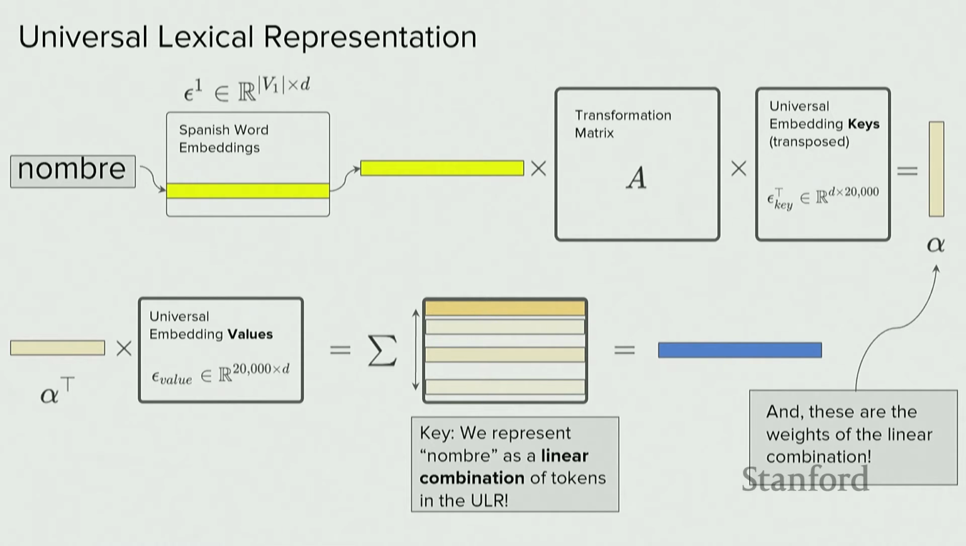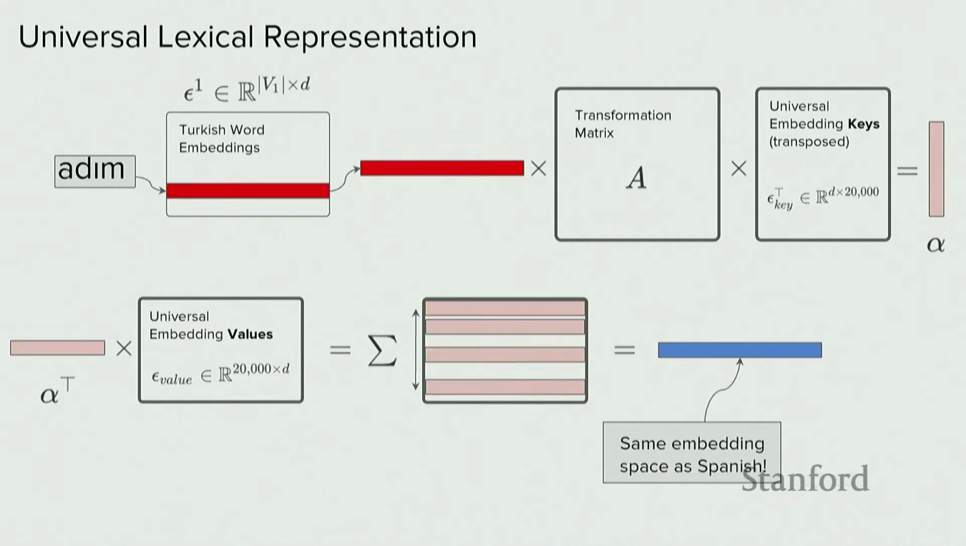So the idea is that the word nombre in Spanish is now going to be a combination, some weighted sum of all of the different embeddings in the universal lexical representation. And the cool thing is that we can do the same thing with adim, right? But the advantage is that, while adim kind of means name in Turkish, we decline nouns, and so adim means more like my name.